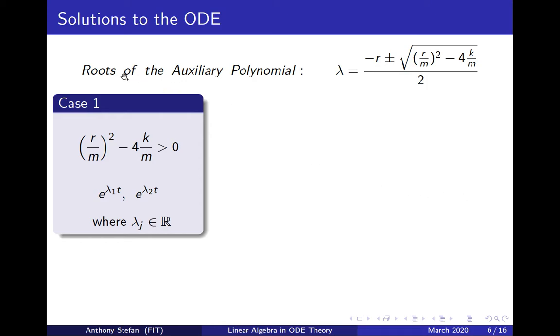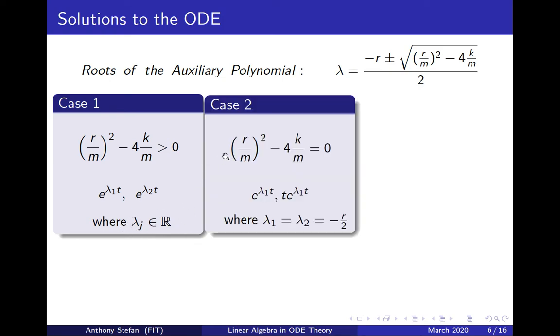So case 1, when we're looking at this case, the two solutions that we will get, if you look at the roots of the auxiliary polynomial lambda, and here I put the quadratic formula up here so we can see exactly what we're looking at. Here, when this is greater than 0, we're going to get two distinct roots, and they are real roots. Case 2, when this is equal to 0, we're going to get the same root. It's actually going to be a repeated root.